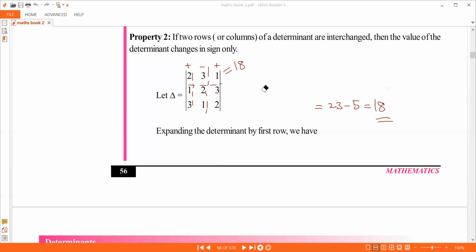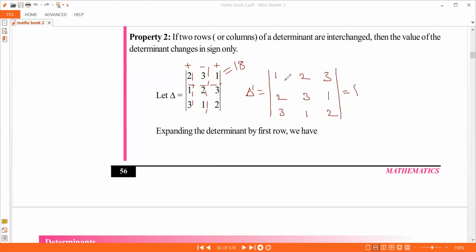If I do a swap, that means it becomes a new determinant. Got it? If I do a swap, it is changing into a new determinant. So that is 1, 2, 3 first on the top, and next 2, 3, 1, and 3, 1, 2. Okay, now let's start.